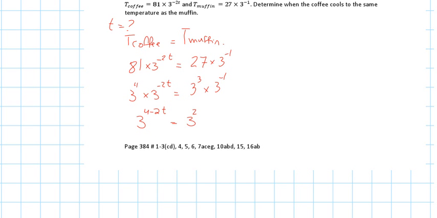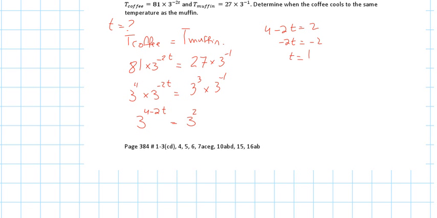Okay? So you see that I keep the base the same. The base doesn't change. That being said, I have the same base on each side, and I have an equal sign. What does that mean? Drop the base, so that means 4 minus 2t equals 2. Bring the 4 over. So it's going to be negative 2t. So t equals 1, because negative 2 divided by negative 2 is 1.